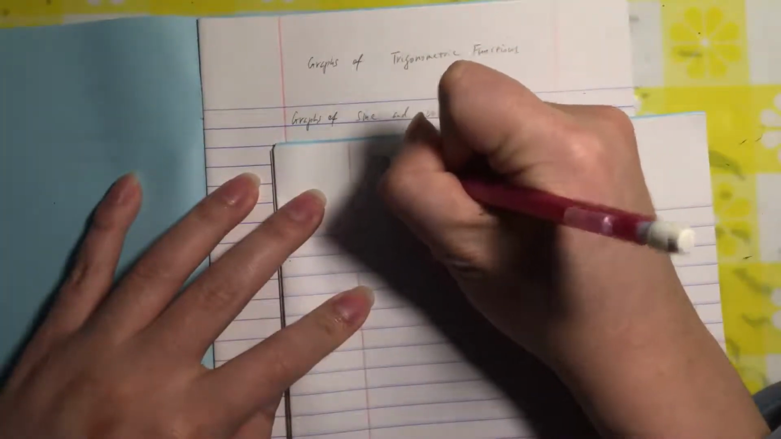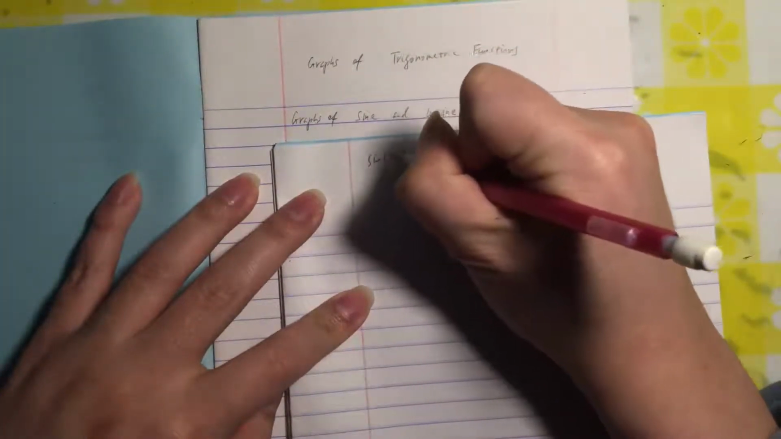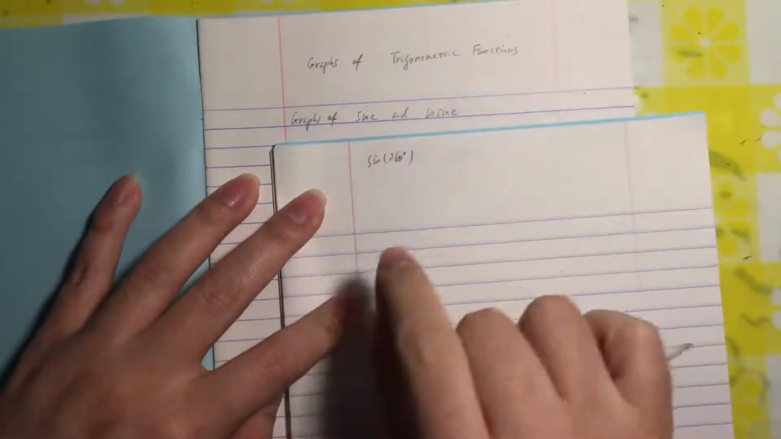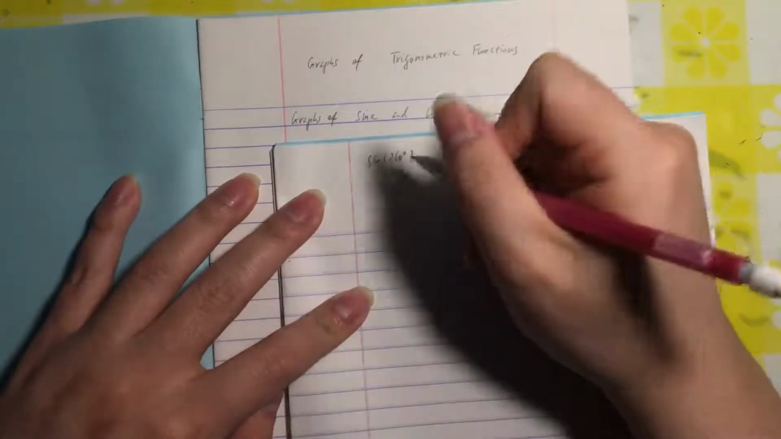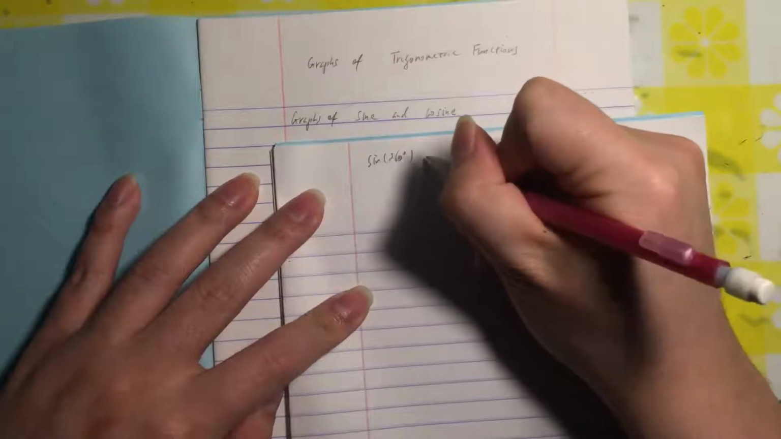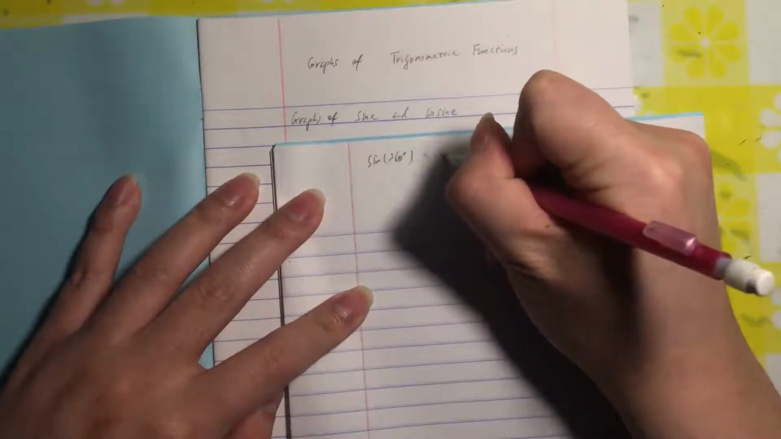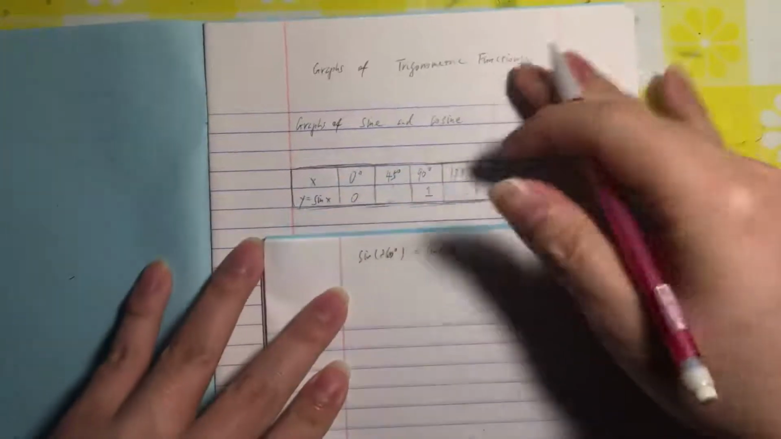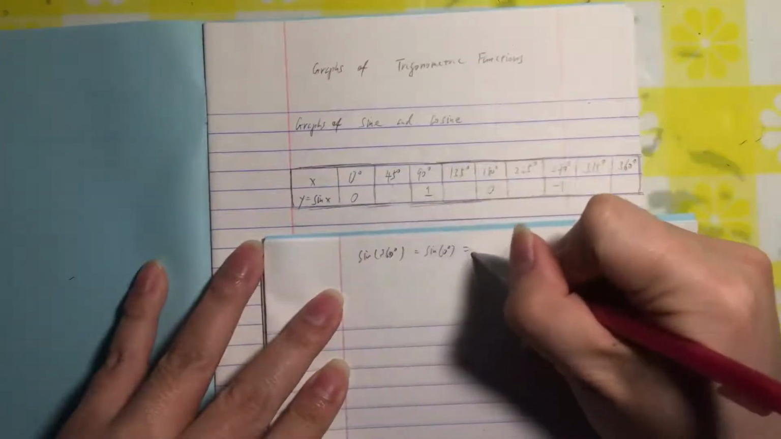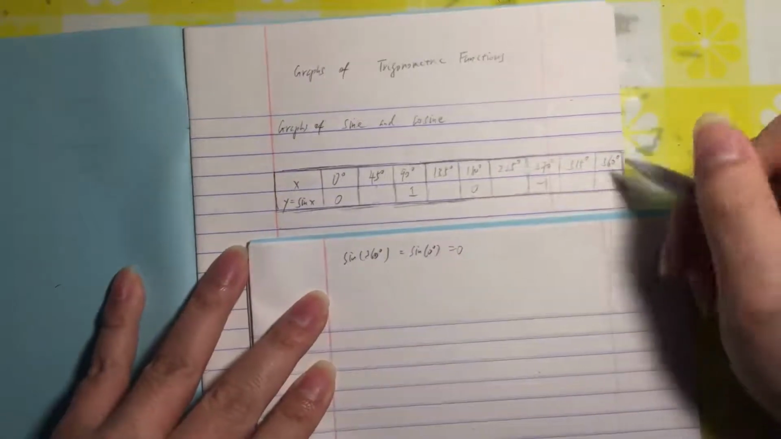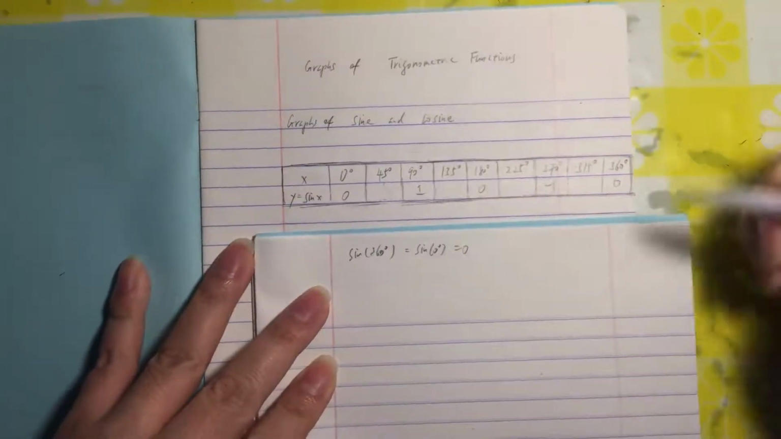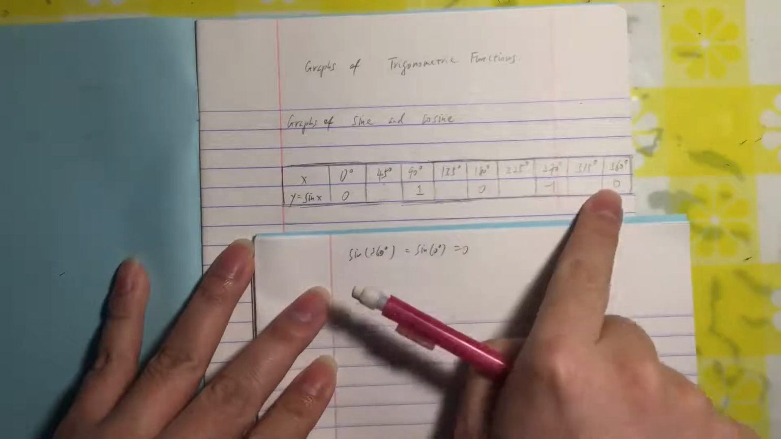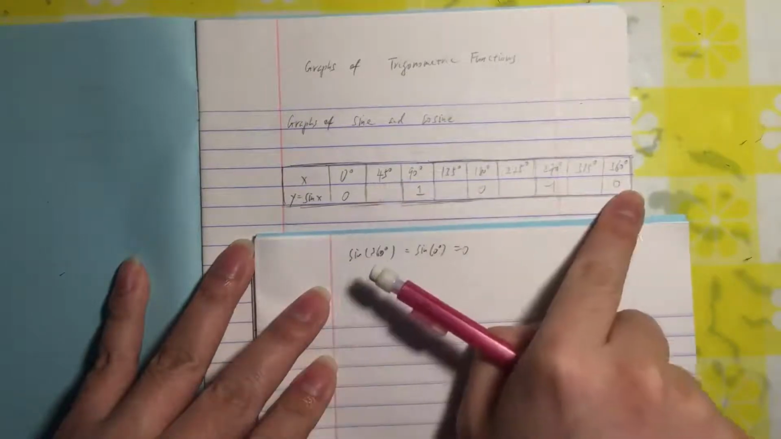For sine 360, we can subtract this angle by 360 degree. 360 minus 360 is 0. For sine 360, its coterminal angle is 0 degree. And we know that sine of 0 is 0. So sine 360 is 0. Next, let's find the missing value in the middle.